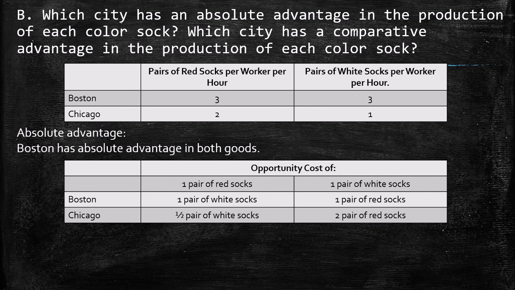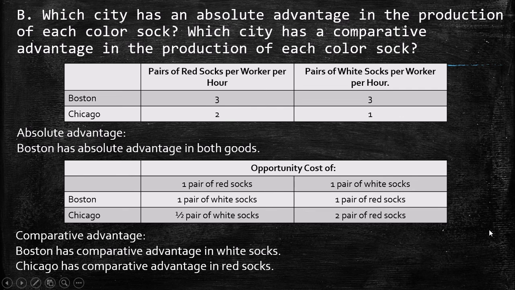So in order to find out the comparative advantage, we have to think more about the opportunity cost. We see here that one pair of red socks costs one pair of white socks because they have the same level of production. But on the other side, it is 1.5 for Chicago, because for one pair of red socks, in the meantime, they can just produce 1.5 pairs of white socks. Here, for one pair of white socks, Boston gives up one pair of red socks because they're similar. On the other side, for each pair of white socks, Chicago can produce 2 of red socks.